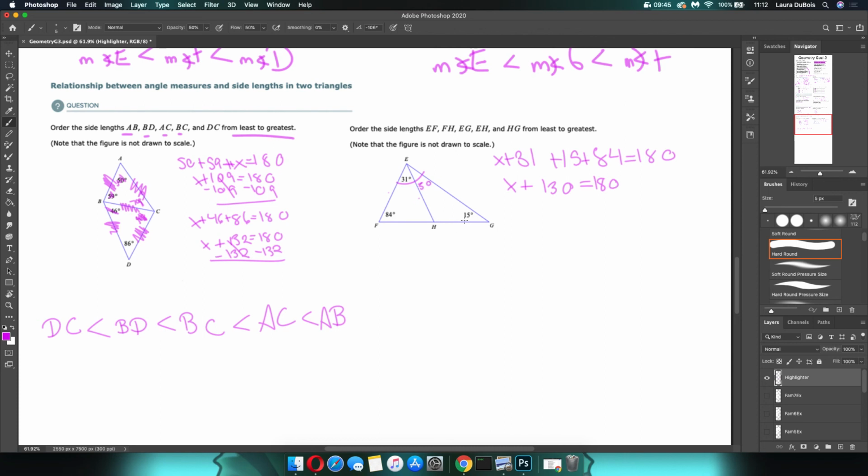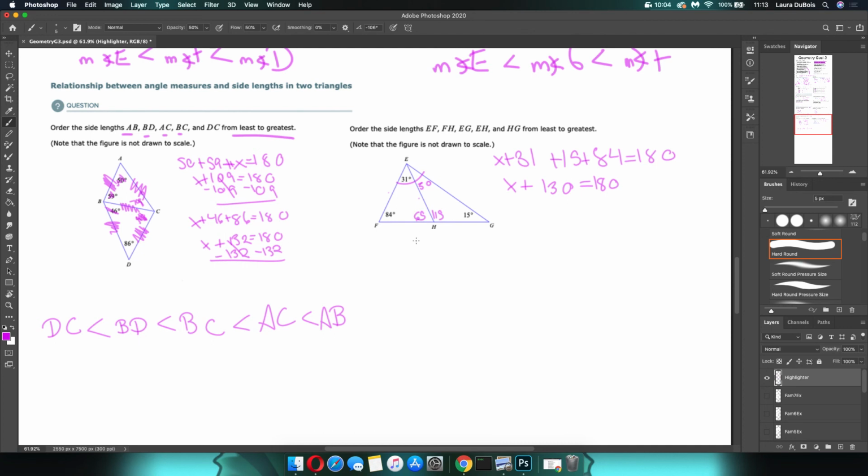50 plus 15 is 65. What is 180 minus 65? 115. And then this is going to be 180 minus 115, which is 65, I think. Okay, so now we're all ready.